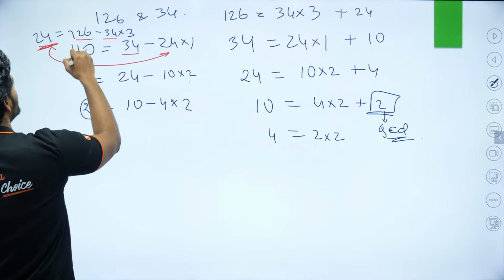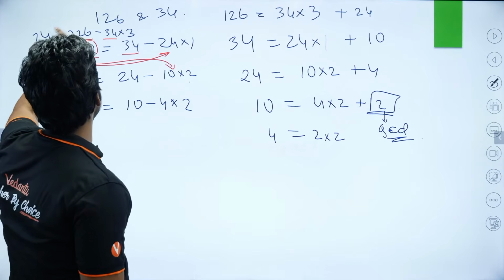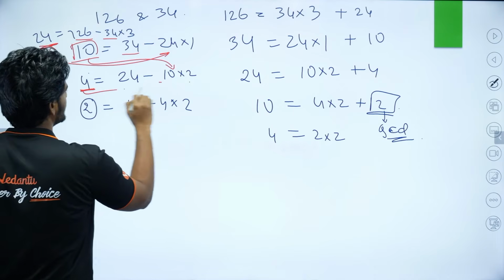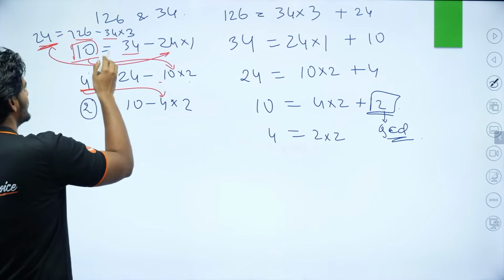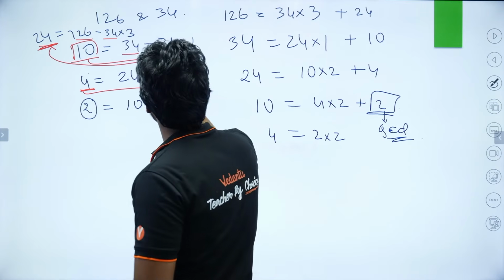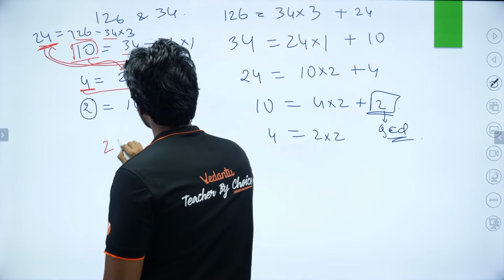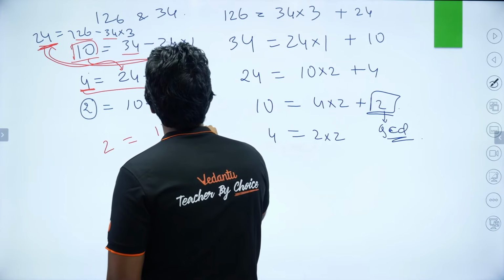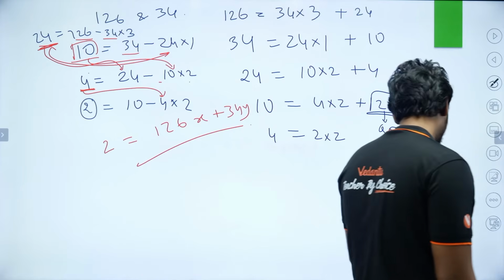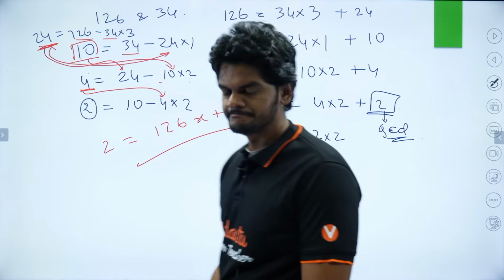Now you take that value of 10 and put it over here. You have the value of 10 in terms of 34 and 126, and then you put this value of 4 over here. So at the end you have the whole expression in terms of 34 and 126, because you already have 24 in terms of 126 and 34. So you will get 2 in terms of 126 and 34y. So that is one way of looking at GCD. I hope you are able to follow.